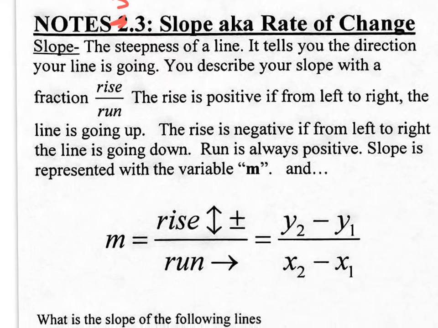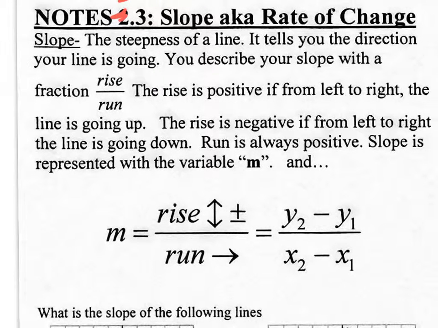So what is slope? Slope is the steepness of a line. It tells you the direction your line is going. You describe your slope with a fraction, and the fraction is rise on top, run on the bottom. The rise is positive if from left to right the line's going up. The rise is negative if from left to right the line's going down. The run is always positive.